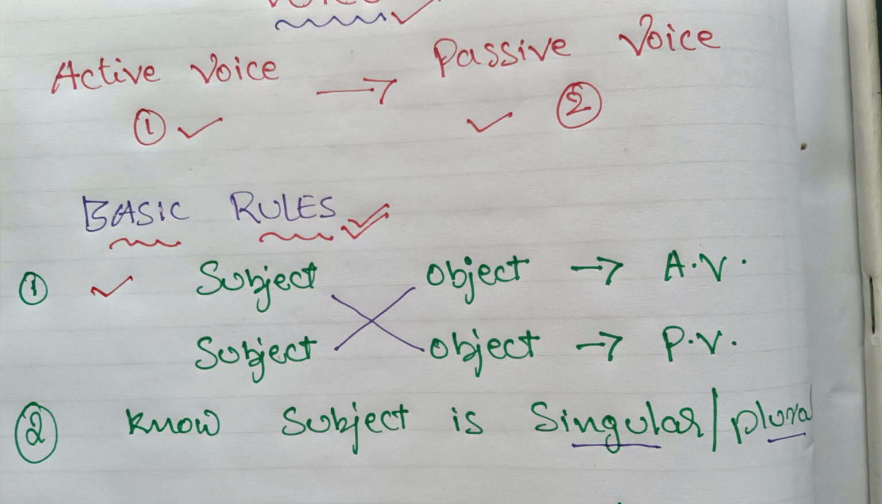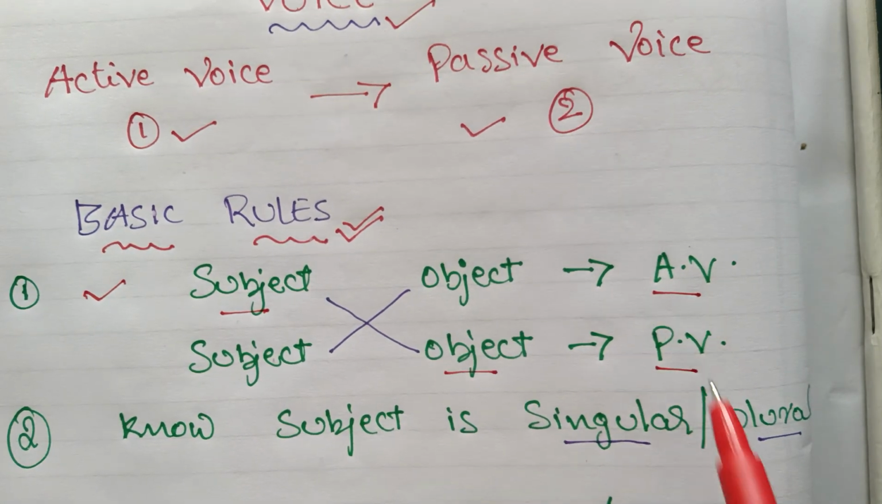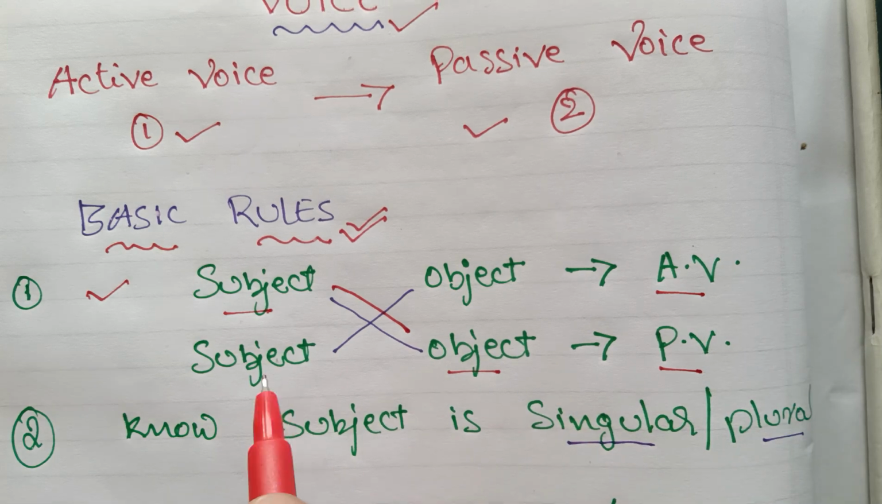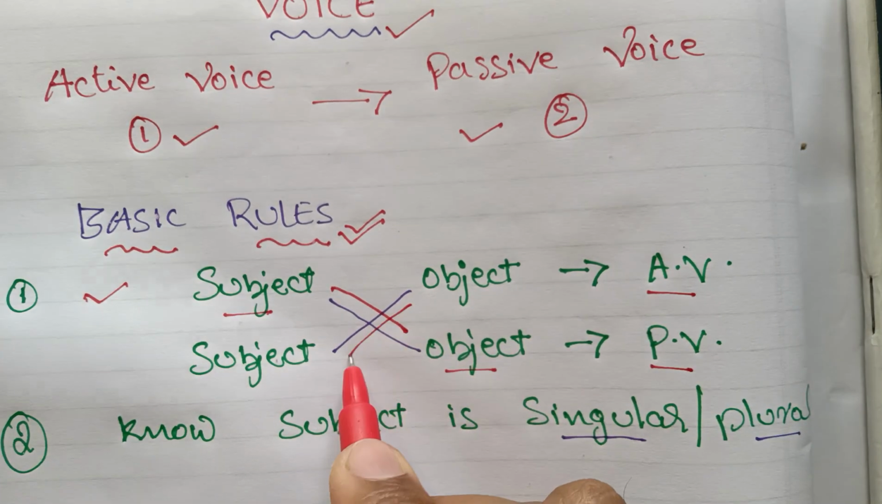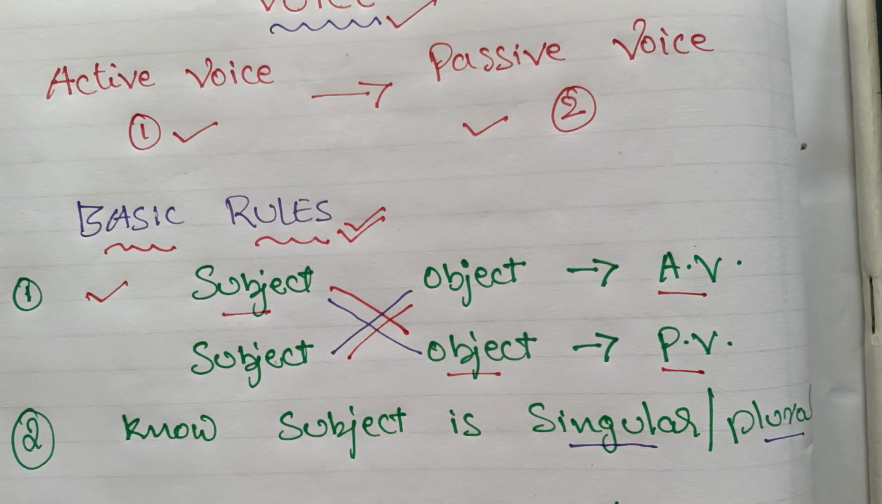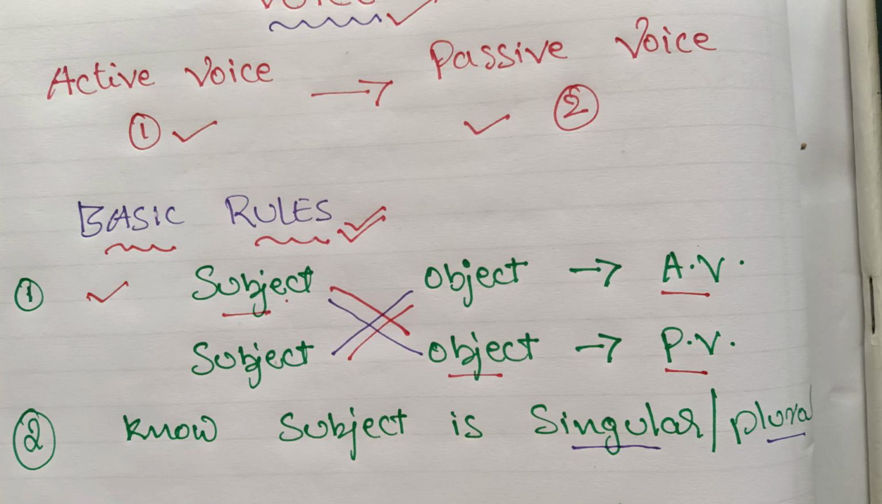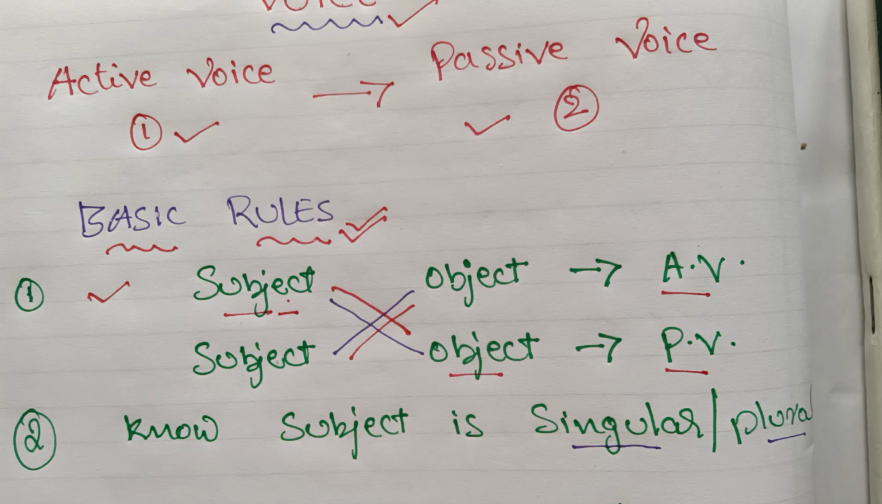First basic rule, the subject in the active voice becomes object in the passive voice. So don't get confused. The subject in the active voice becomes object in the passive voice. And the object in the active voice becomes subject. Now you may wonder what is subject? Subject can be the names like Ram, Sita, John, and so on. It can be the pronouns like I, we, you, he, she, it, they. It can be animals. In other words, subject means the one or the thing which is doing the action.